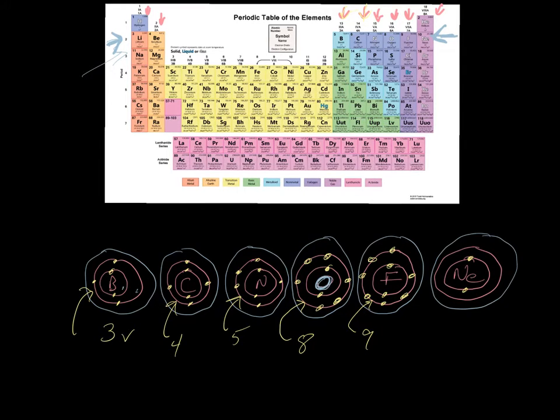So 1s is 2 electrons, and then 3, 4, 5, 6, 7, 8, 9, 10. 10 electrons in total. Look at what I did. I made all kinds of mistakes. This is not 8 in the outer shell. This is not 9 in the outer shell. 8 and 9 total, but this has 6 in the outer shell. This has 7 in the outer shell. And this has 8 in the outer shell.